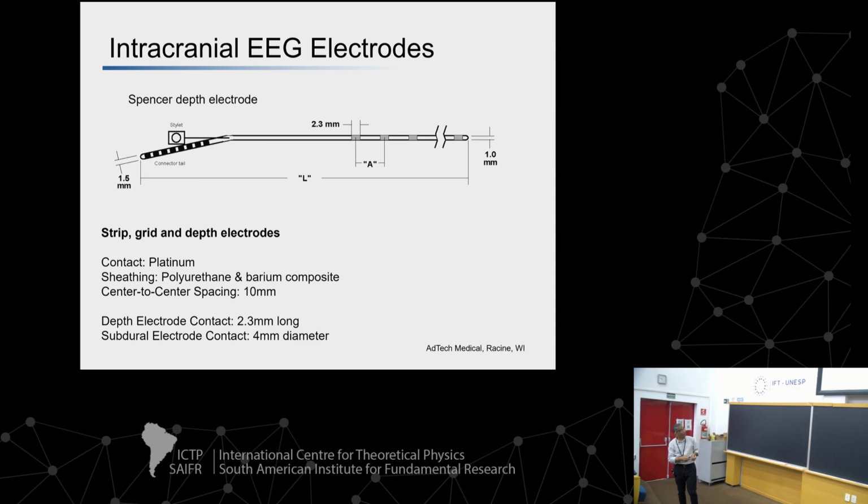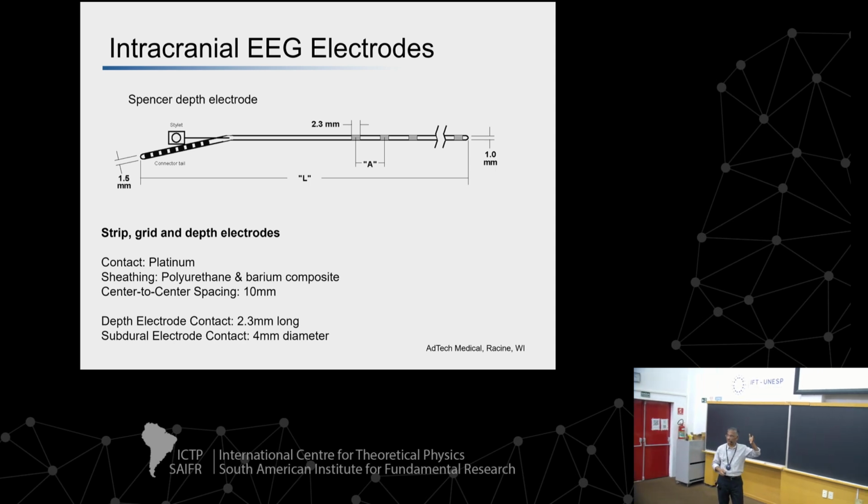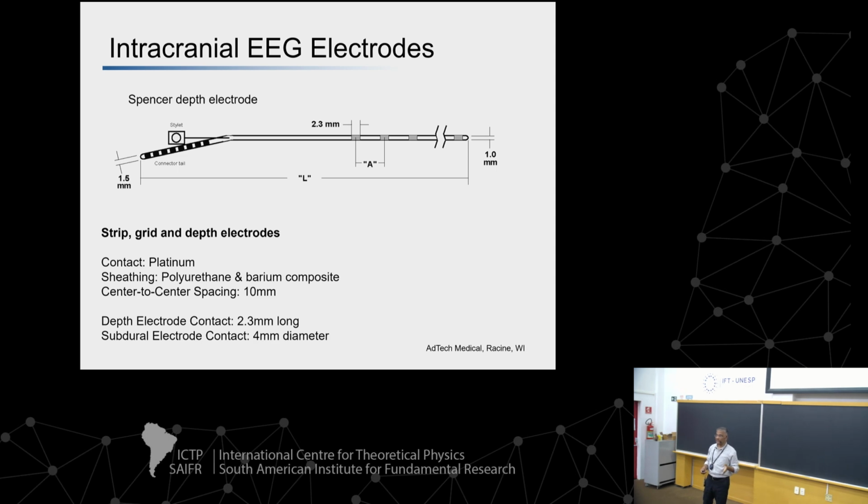The intercontact spacing typically is 10 millimeters center to center. The metal's platinum, or you might have other sort of metals that are used. Typically, previously they used stainless steel, but recently it's mostly platinum or platinum iridium.